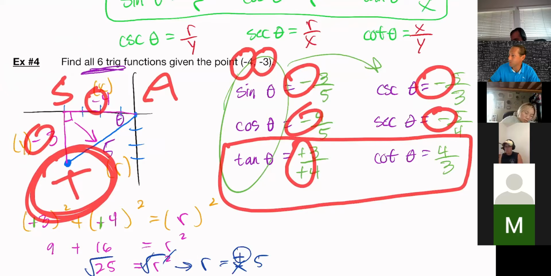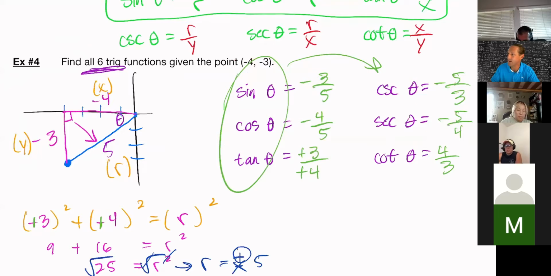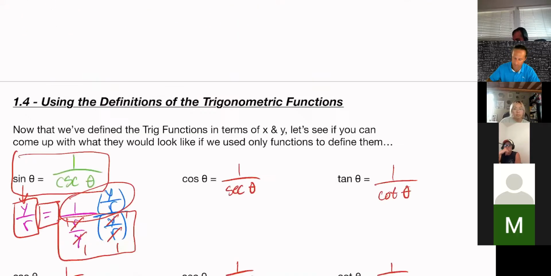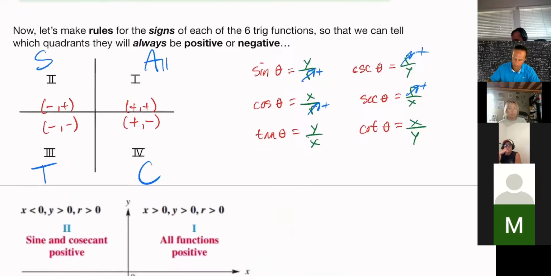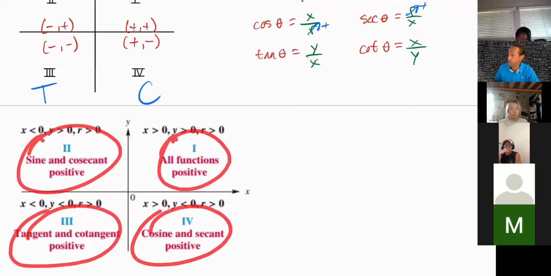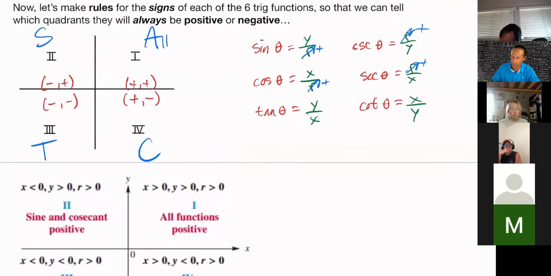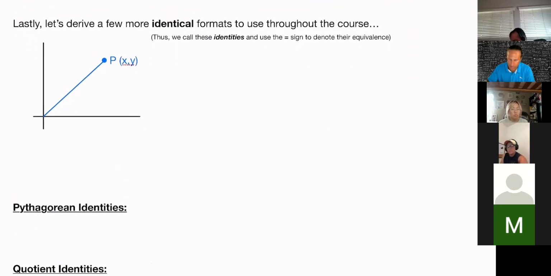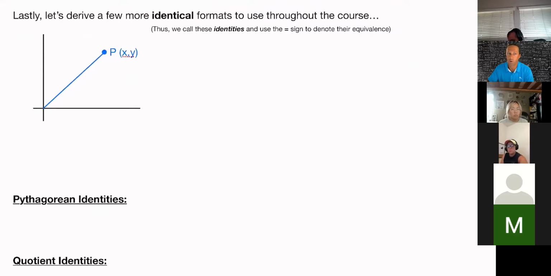So like somebody, I think it was Martha, had asked, how do we know if it's going to be positive? What if they're switched around? Is it still going to be 5? Yes, the length will still be 5, but the signs of these things would change depending on which quadrant we're in. So this is a way for us to make sure that we know when things are positive and when they are negative. You guys cool with that? Yep. All right. Well, then let's wrap this up with the last 2 things for this week.